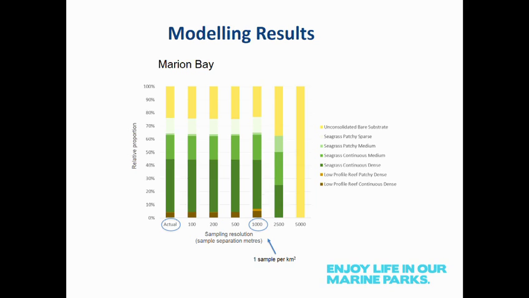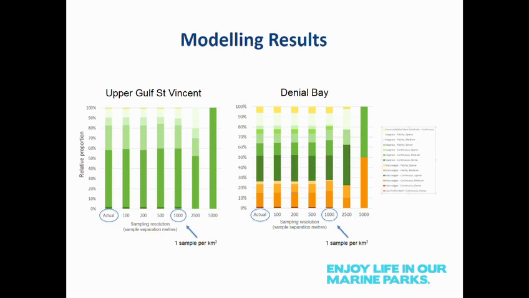if you eyeball that and compare it to this bar here, which is the actual proportion of the habitats that were there, the modelling would suggest that you're getting a fairly good representation of what's actually there, and by increasing the sampling, you're not really changing that picture a whole lot. That held true for the other 2 areas that we looked at.